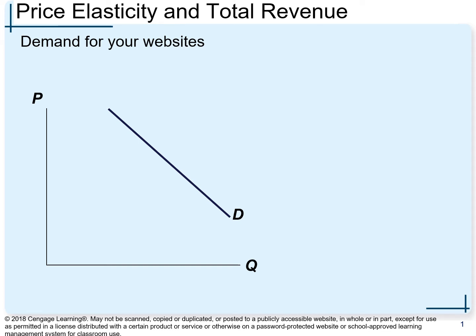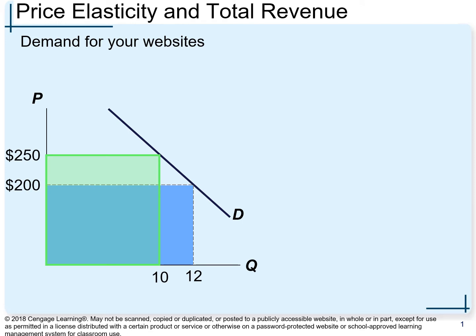So guys, we continue discussing price elasticity of the demand curve and total revenue. In this example, we have the same demand for the websites. When we're charging $200 for each website, we're selling 12 of them. And if we increase the price to $250, then quantity decreases to 10 units.